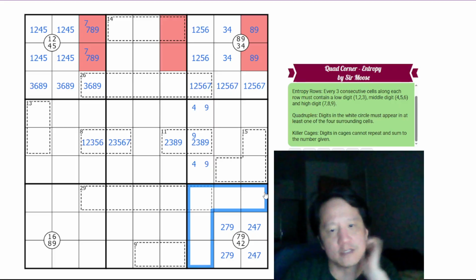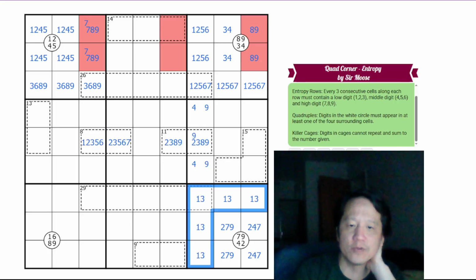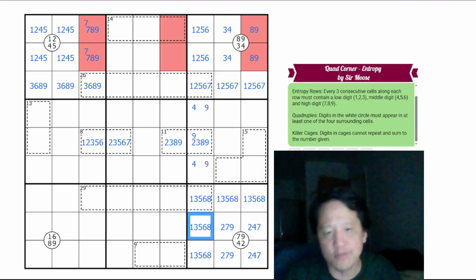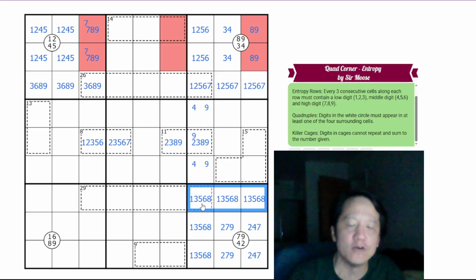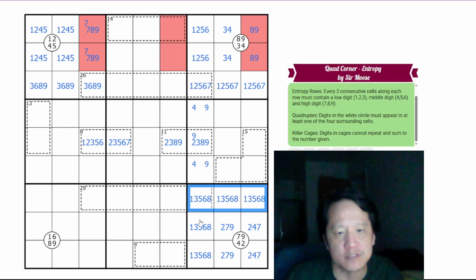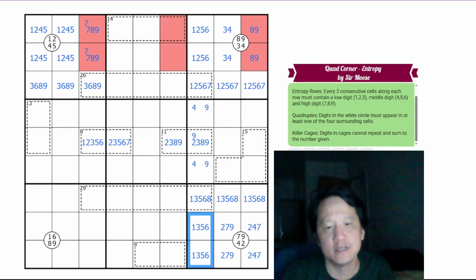Remaining digits in this box are 1, 3, 5, 6, and 8. And 3 of these cells must have one low, one middle, one high. The only high remaining is one of these 3 cells, so this cannot be 8 here.